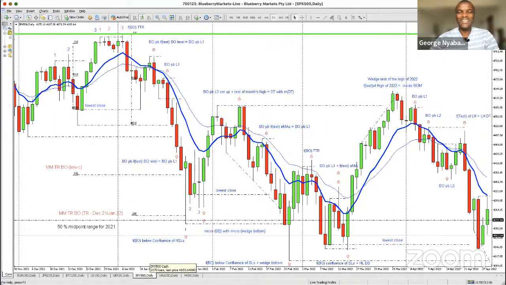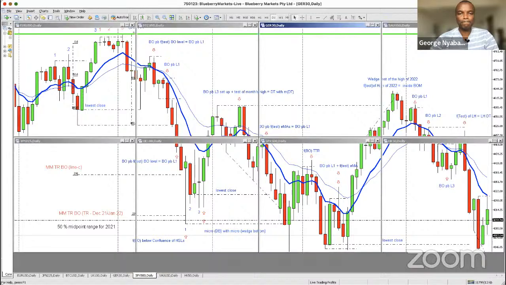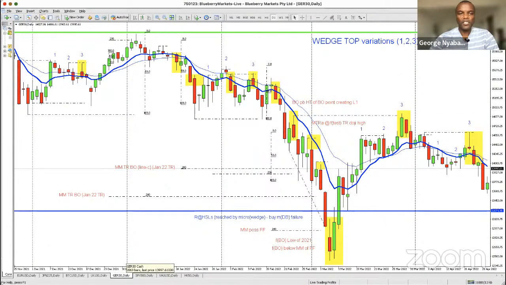S&P 500, I mean, look at that detail. I've done exactly the same thing. Analyze everything, failed breakout, tight trend range, wedge test of the high of 2022, failed breakout below confluence of support areas. Now I'll show you what I do with that. Top 30, German 30, I have done the same thing. Now, I haven't gone and put the detail of the analysis here because I know what the wedge top variations are, but I'll tell you what I do when I get to the PowerPoint slide.